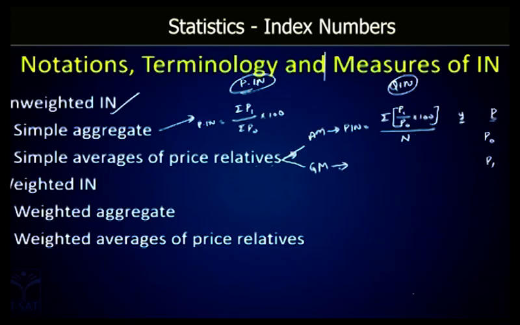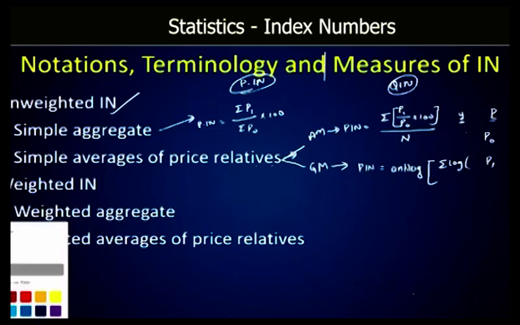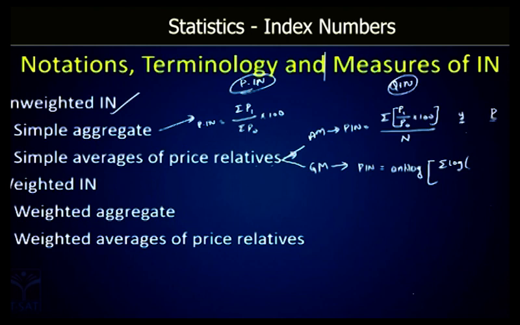The simple average of price relatives for the geometric mean, where P is the price index number, is given by the anti-log of summation log of P1 by P0 into 100, divided by n. So this is the formula for the simple average of price relative for geometric mean.